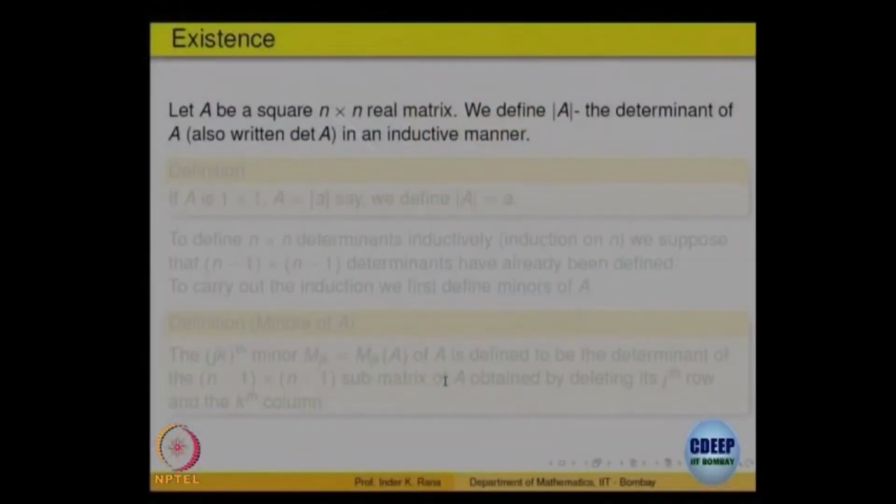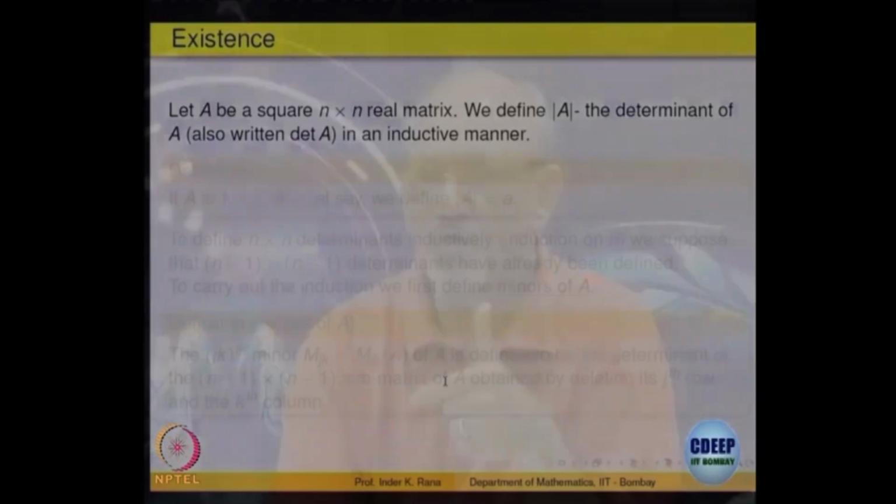See, till now we said that let us start with a function d on n cross n matrices with those three properties. What are the properties? First property was, if two rows are identical, then it is equal to 0. Second property, linearity in each of the row vectors. Third, determinant of identity is equal to 1, and we deduce all the consequences.